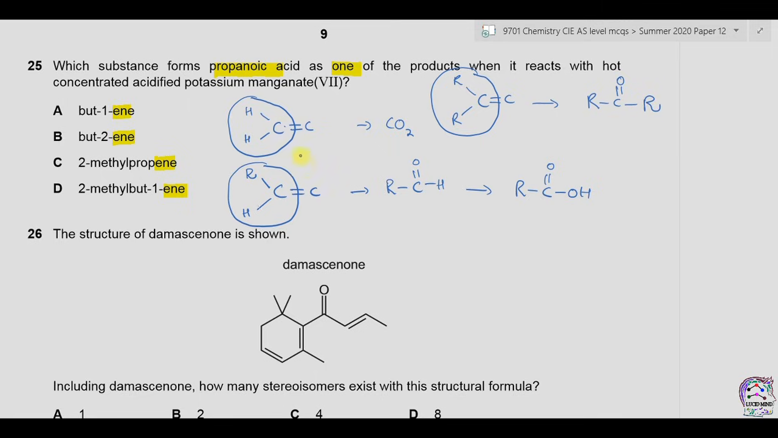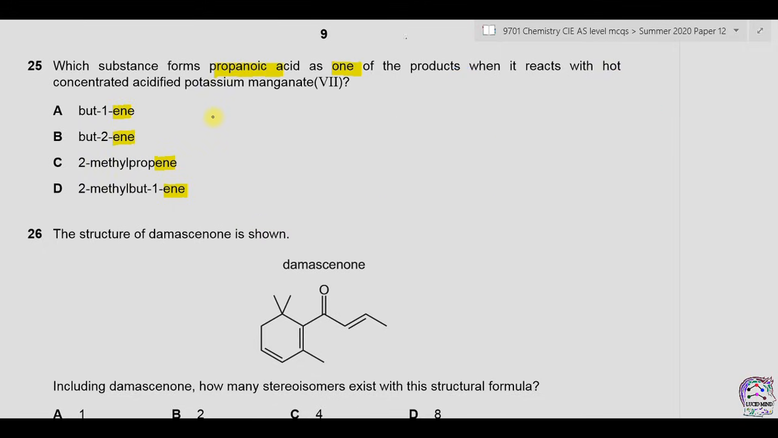Now based on these observations we can find out what products are formed from either of these A, B, C or D. First is but-1-ene, so we can write CH2=CH, CH2, CH3. This is but-1-ene. As one of the carbons has 2 hydrogen atoms, it will convert into carbon dioxide, and the other product is aldehyde and then further carboxylic acid. So the carboxylic acid will be CH3, CH2, COOH. Now this carboxylic acid has 3 carbon atoms, so it is propanoic acid. So this could be the possible answer.